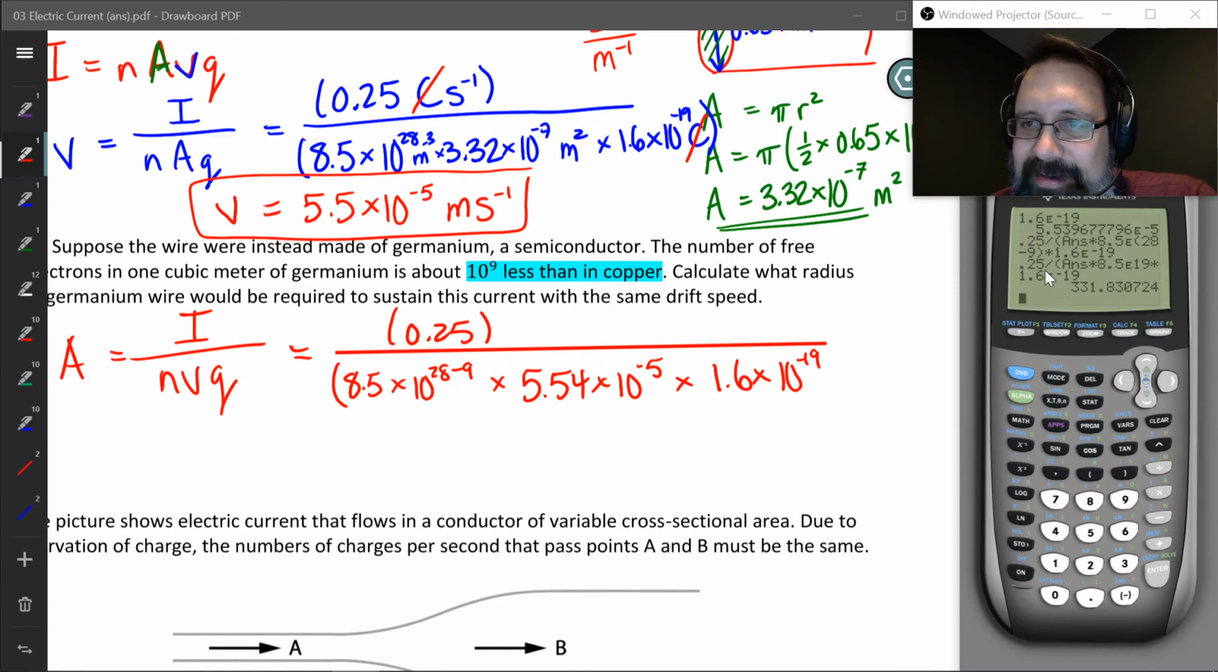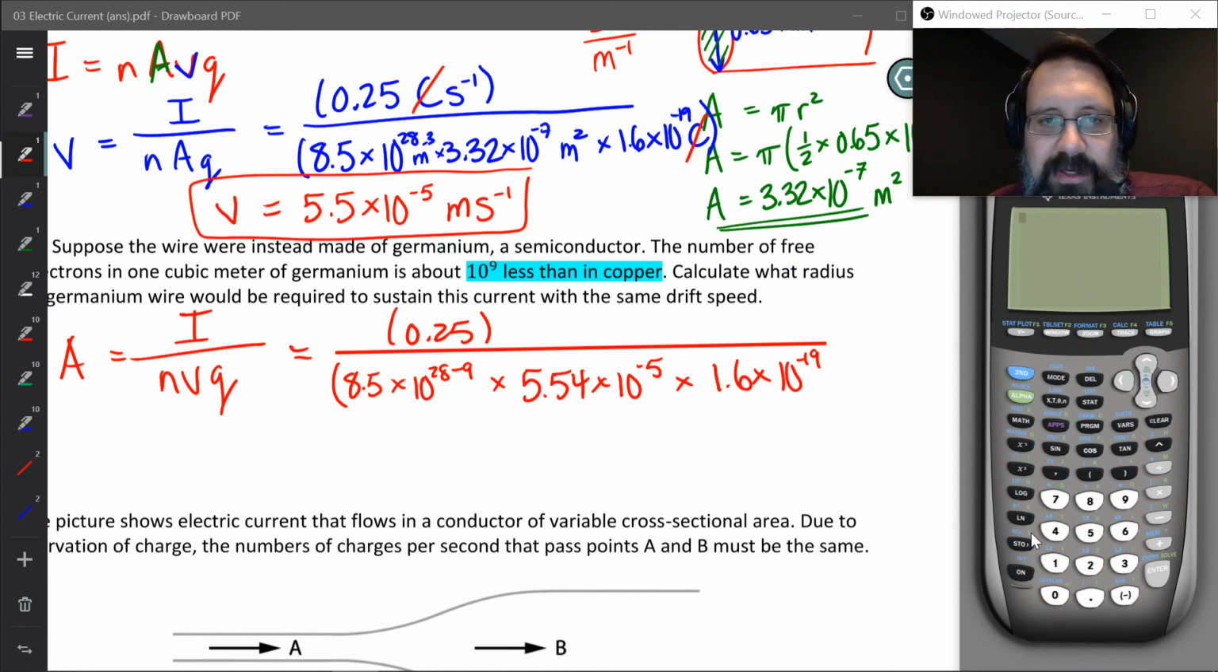That can't be right. I don't trust this at all. Let's see. 0.25 divided by that. How is that possible? I should have a very small area. Oh, it's because the answer is messing everything up. Okay, let's do this one more time. So I need this number.